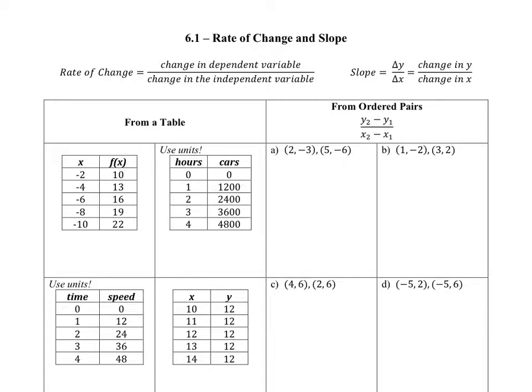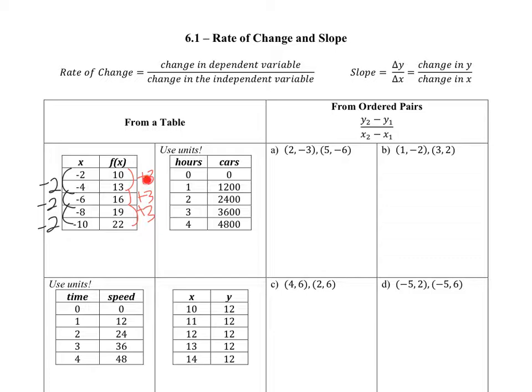To find the rate of change or slope from a table, you want to see what you are doing with the x. With x, we're going down 2, down 2, down 2. And with the y, we're going up 3, up 3, up 3. So this is a linear function because the change in y and the change in x are constant.